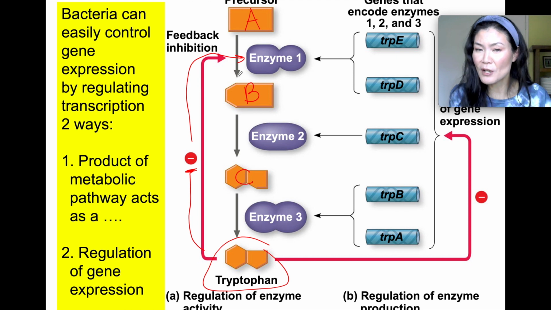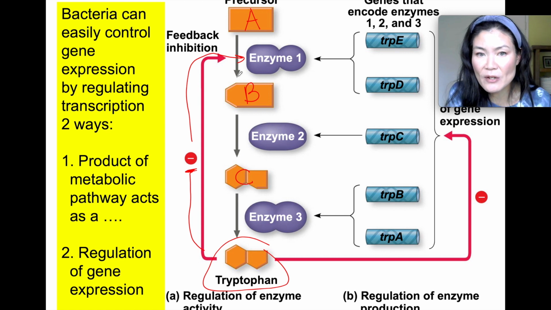I hope that you guys remember how those inhibitors work. Remember, allosteric inhibitors are going to bind elsewhere, other than the active site. They're going to bind somewhere else on the enzyme, change the shape of the active site so that the substrate, in this case the precursor, can no longer bind. Okay, so if this is enzyme 1, and I like to always draw it simply shaped.